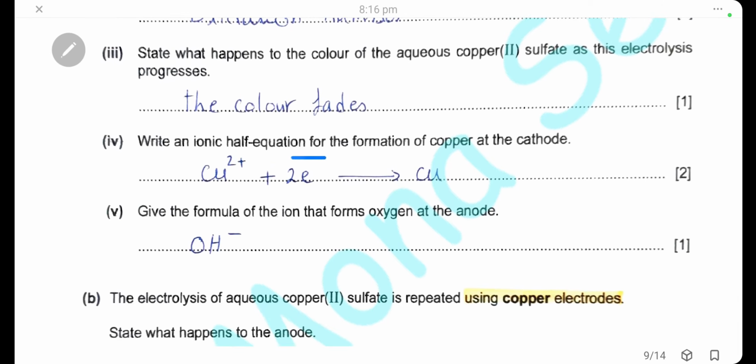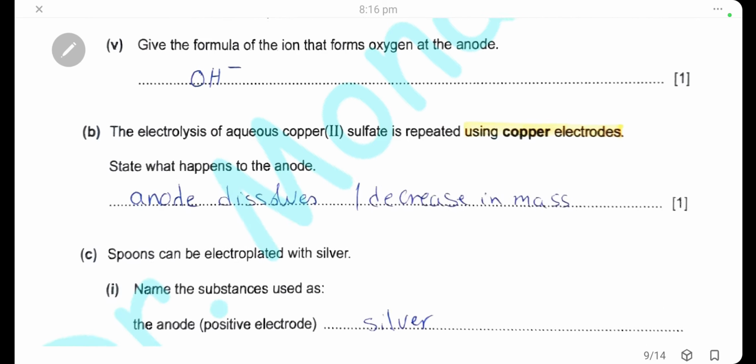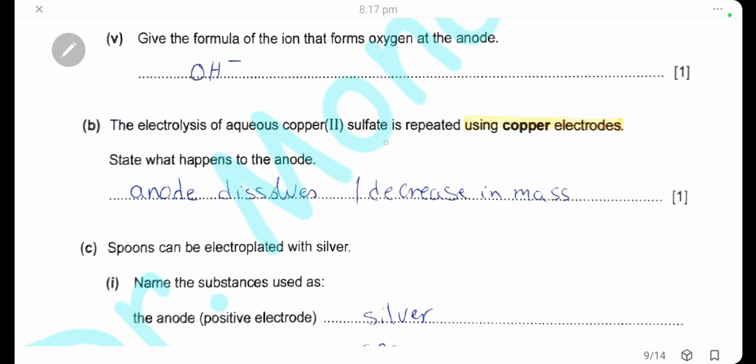Write the ionic half equation for the formation of copper at the cathode. As we've just said, the Cu2+ ions gain 2 electrons and convert into copper metal. Give the formula of the ions that form oxygen at the anode. The hydroxide ions will go to the anode and form oxygen gas. The electrolysis of aqueous copper(II) sulfate is repeated, but this time we will use copper electrodes, not inert electrodes as in the first experiment.